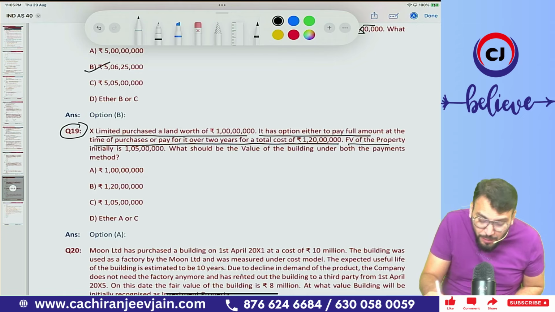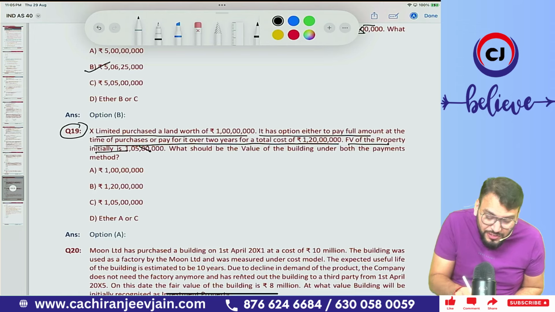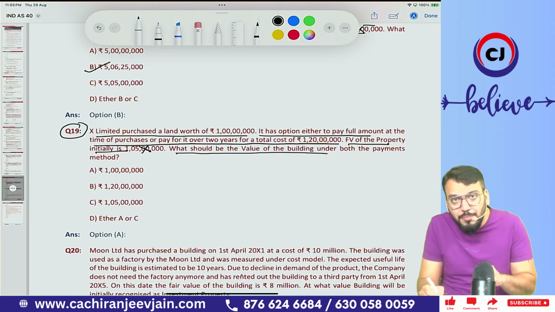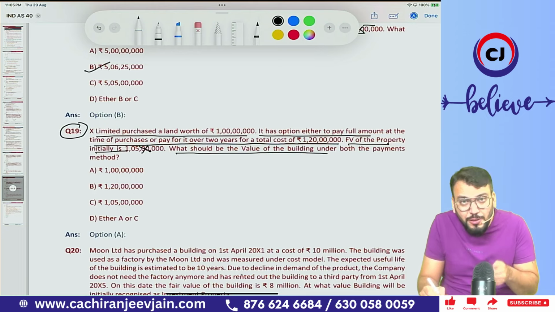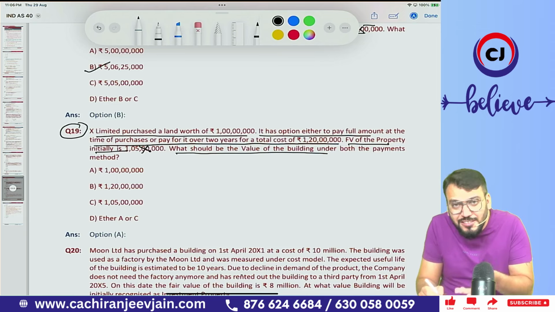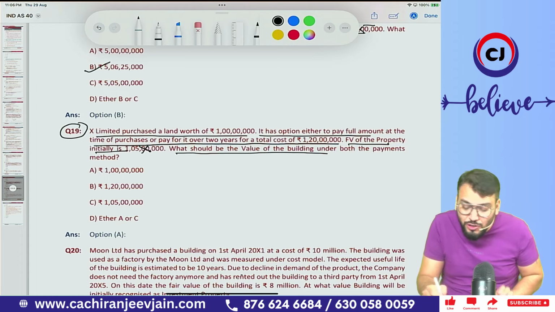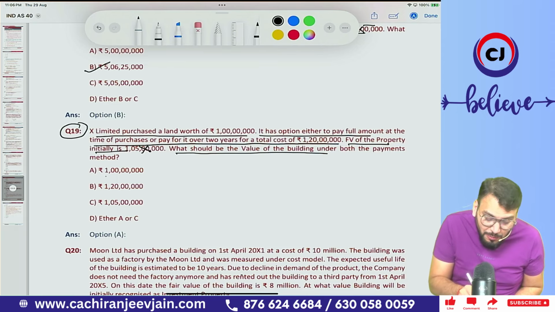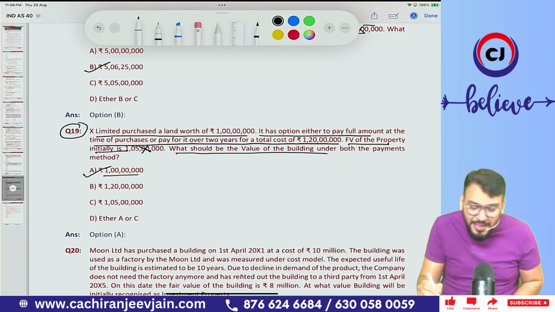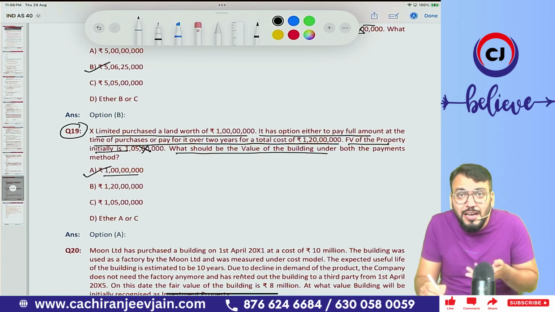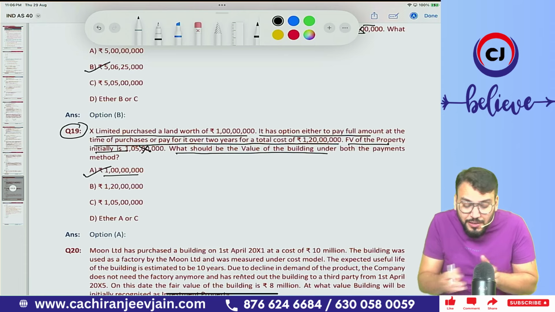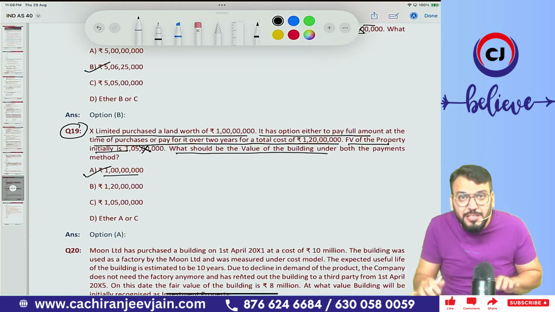Correct. Fair value of the property initially is 1 crore 5 lakh. Once again, this is not relevant. What should be the value of the land under both the payment options? Whether you are doing payment on the date of purchase only or after some time, the cost price remains the same, because the purchase price at normal credit terms will be equal to 1 crore only. Therefore, the answer will be 1 crore. Option number A is correct. Suppose in the question they ask what will be the total interest in the second method, the total interest will be 20 lakh, which will be recognized as an expense over the period of 2 years.